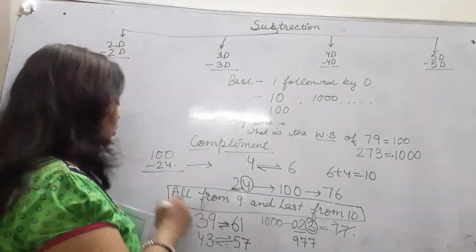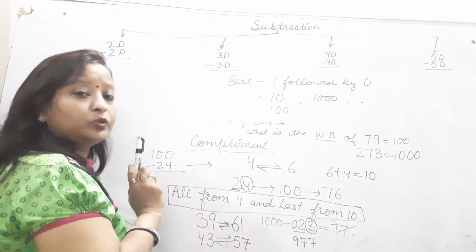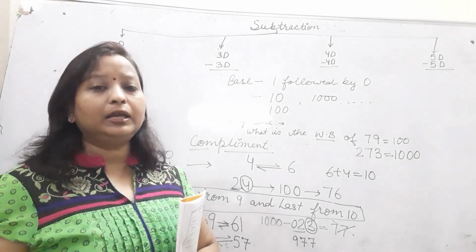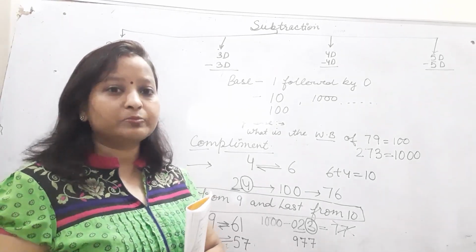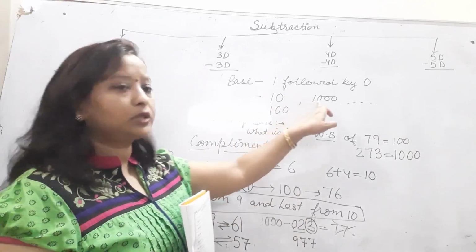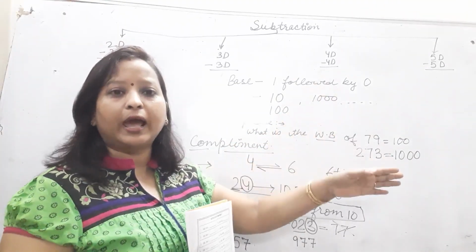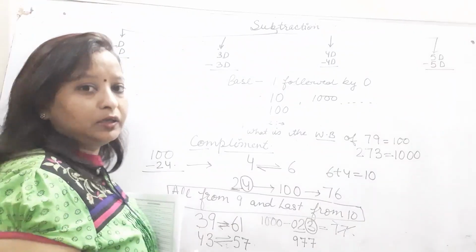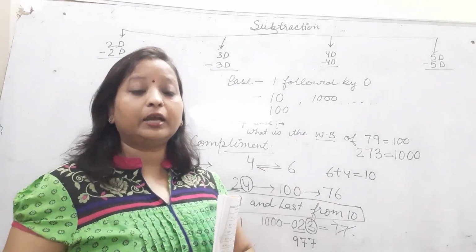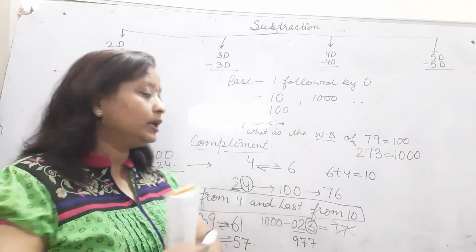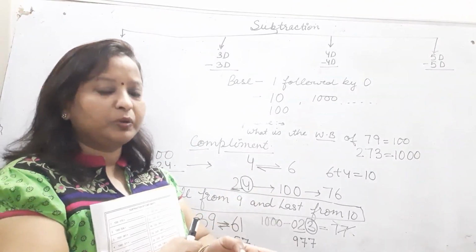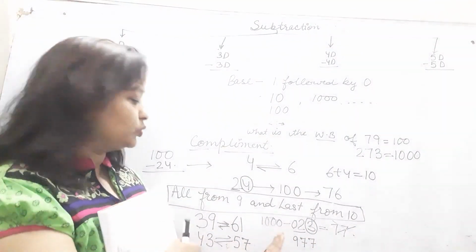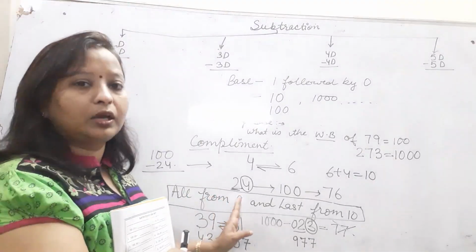Again I am saying no need to use this method. Now you can directly write the complement of any number or you can subtract any number from base. Base means 10, 100, 1000, 10,000, 1 lakh, 10 lakh. Suppose I have written 10 लाख, 10 लाख में से आपको 49 minus करना है. तो you can use directly, first put zeros before 49. Number of zeros should be equal to number of digits. After that you can apply all from 9 and last from 10.